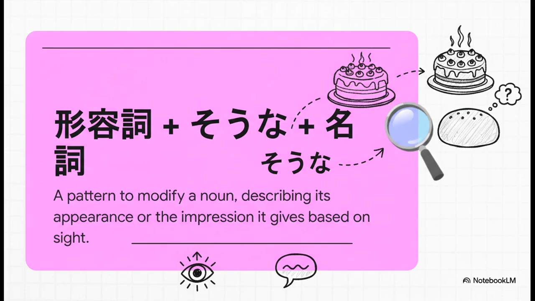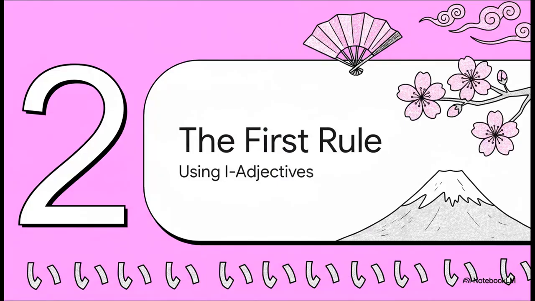Now, the really important thing here is that you're communicating an impression. It's a visual guess, not a hard fact. And that's the whole point. It's the difference between a delicious cake and a delicious-looking cake. Now, to use this tool right, you just got to know that Japanese has two main types of adjectives.